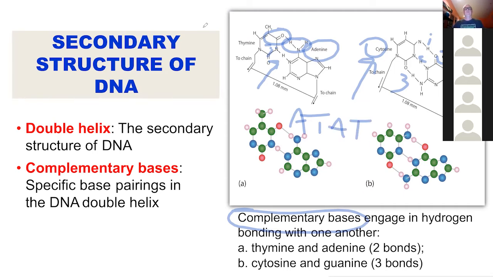Now, why would a DNA sequence that is high in A and T melt at a lower temperature than a sequence that is high in G and C? Why would that be?